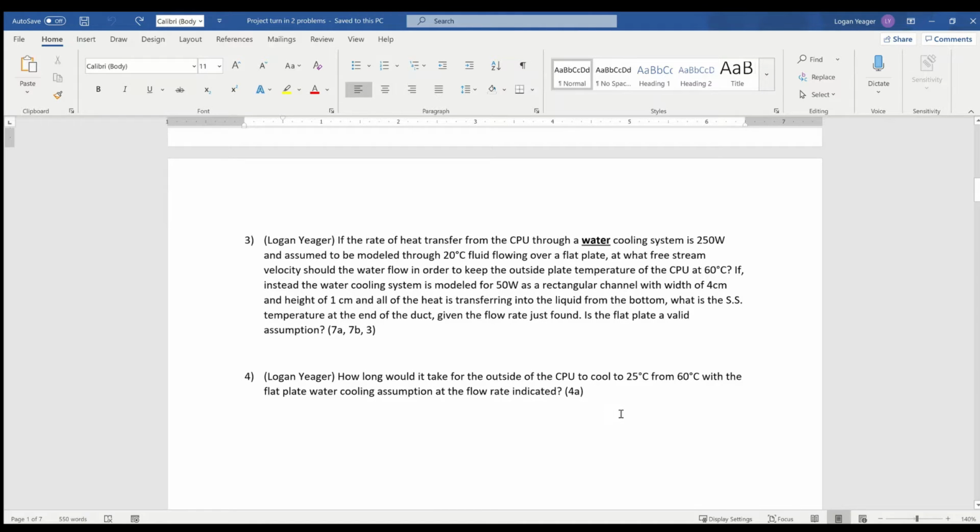For the last problem, this is 4A, which is the lumped analysis. This is because the CPU is very thin, so it can be assumed to be lumped analysis, and so it's zero-dimensional heat transfer with respect to time.